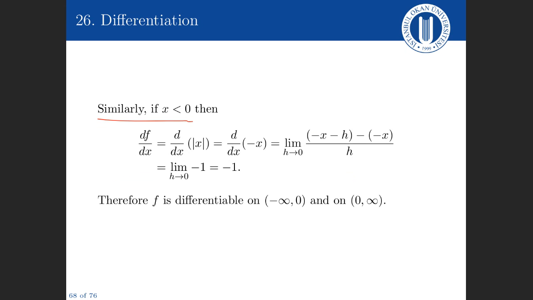Similarly, if x is less than 0, the only change here is if x is a negative number, then the absolute value of x is equal to minus x. For example, the absolute value of minus 3 is equal to minus of minus 3, or 3. Then we can go through the same calculation, and we can find that the derivative is equal to minus 1. This shows that our function is differentiable on the open interval from minus infinity to 0, and on the open interval from 0 to infinity.